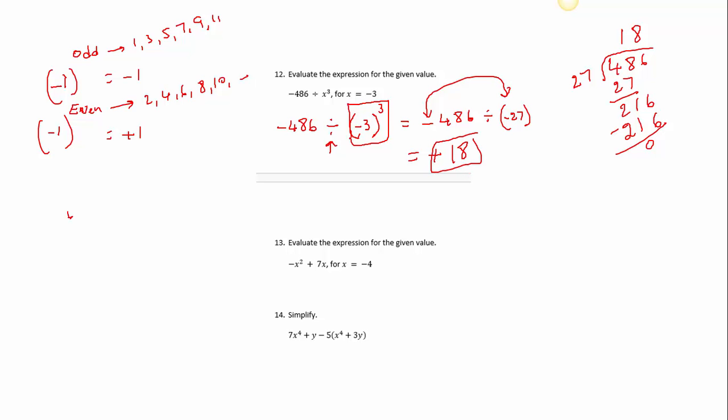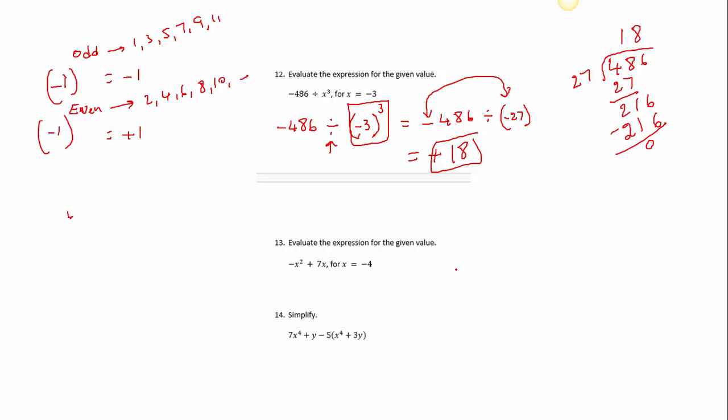Alright, so we went over the exponents first because it's raised to the power 3. The negative sign will stay. And then 3 times 3 times 3 is 27. Then a negative divided by a negative is positive, and the answer is 18.